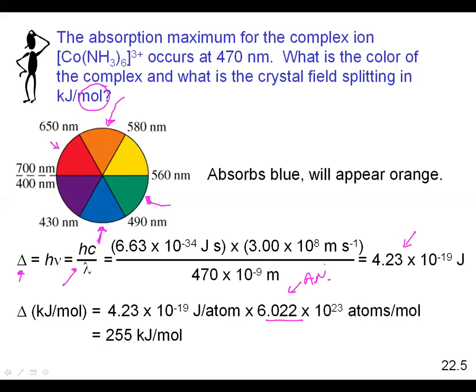So a couple of main things. The calculation part hopefully should be very similar to what you did in Chem 50. And the color part is something maybe people don't realize. Again, we see the complementary color to the wavelength that's being absorbed.